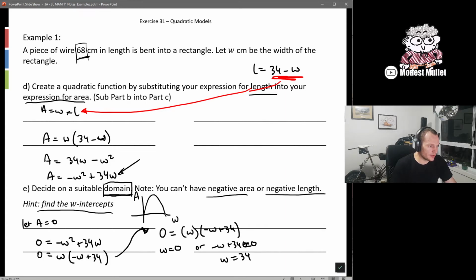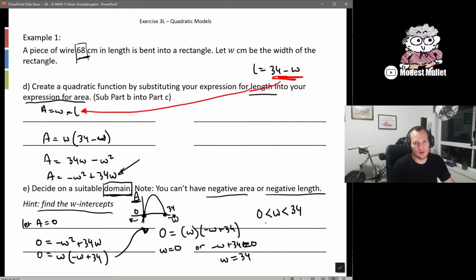So a little sketch. We don't know how high it goes up, but we have something like that, where it goes through 0 and goes through 34. So we can say, well, we're not allowed a negative area. We can't go any further this way because we also get a negative area. So the allowable values for w, which is the whole point of this question, is w can be between 0 and 34.